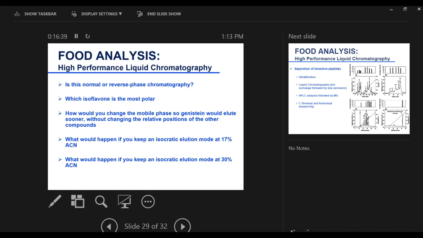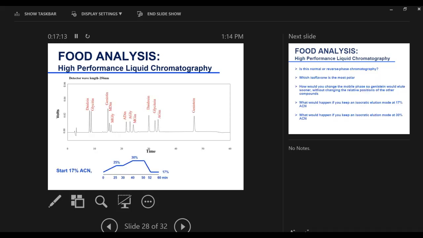So it's a reverse phase because you see from my gradient, I'm increasing the concentration of acetonitrile, which is the organic phase, which is the less polar. If the water concentration was increasing, then you go, oh, okay, this is normal phase. I'm increasing the polarity over time. But no, I'm increasing the organic solvent over time. So I'm starting with a non-polar stationary phase and a polar mobile phase. And that's why it's reverse phase chromatography. Very good. Now, which of these isoflavones is the most polar?